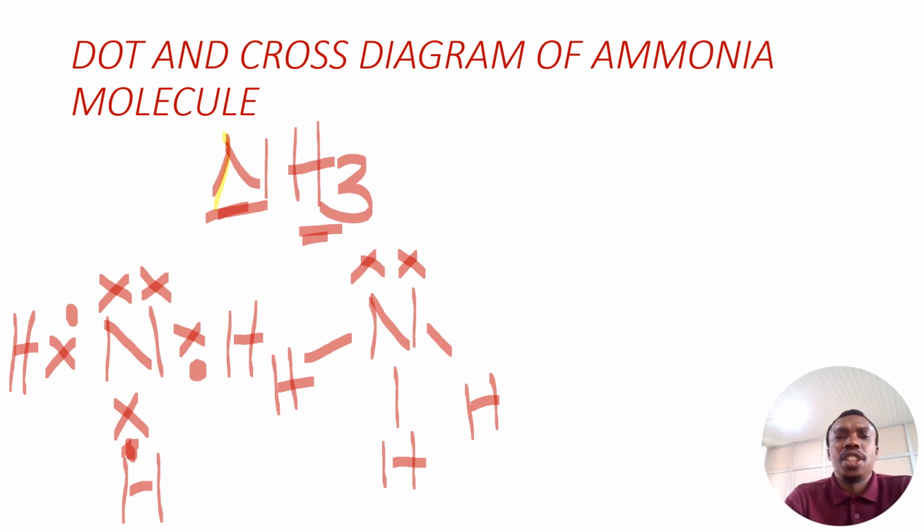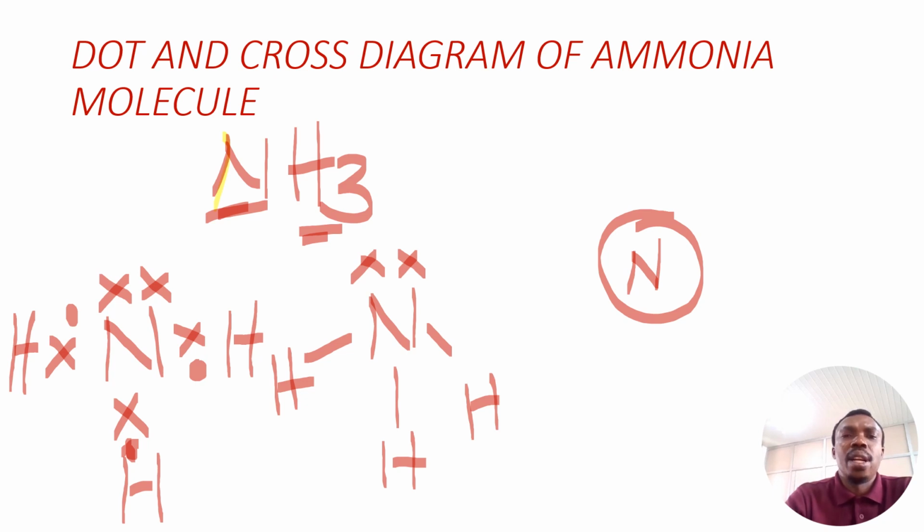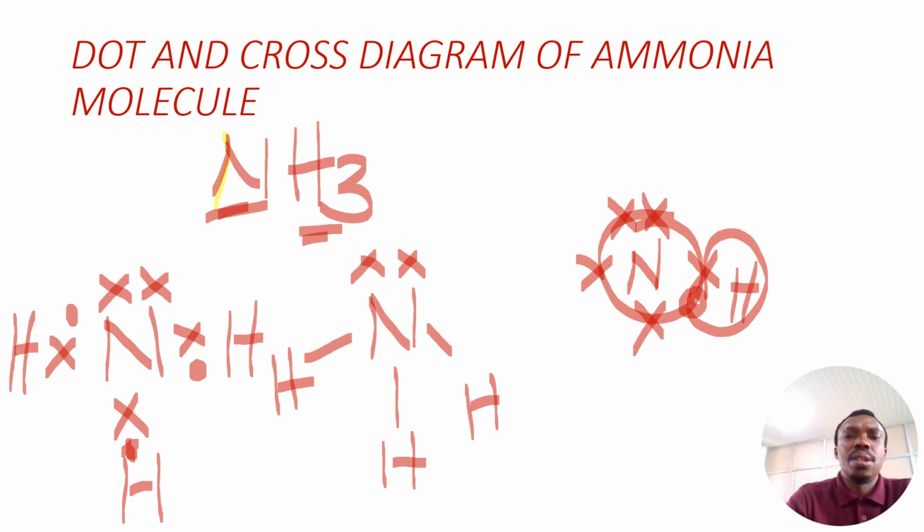So let me draw the shell. This is nitrogen, which is the central atom. It has 5 electrons: 1, 2, 3, 4, and 5. So hydrogen will share with nitrogen using the dot and cross. Hydrogen will share with nitrogen using the dot and cross.